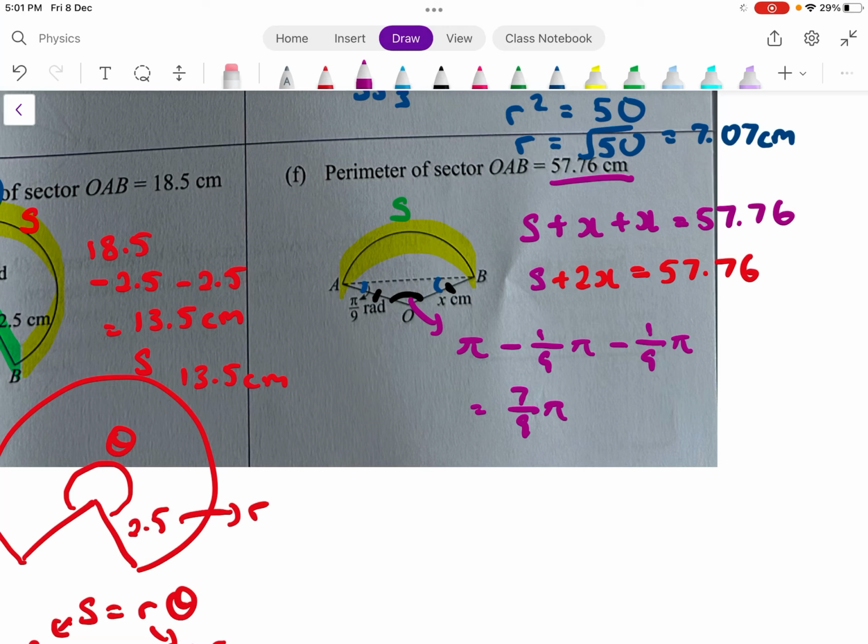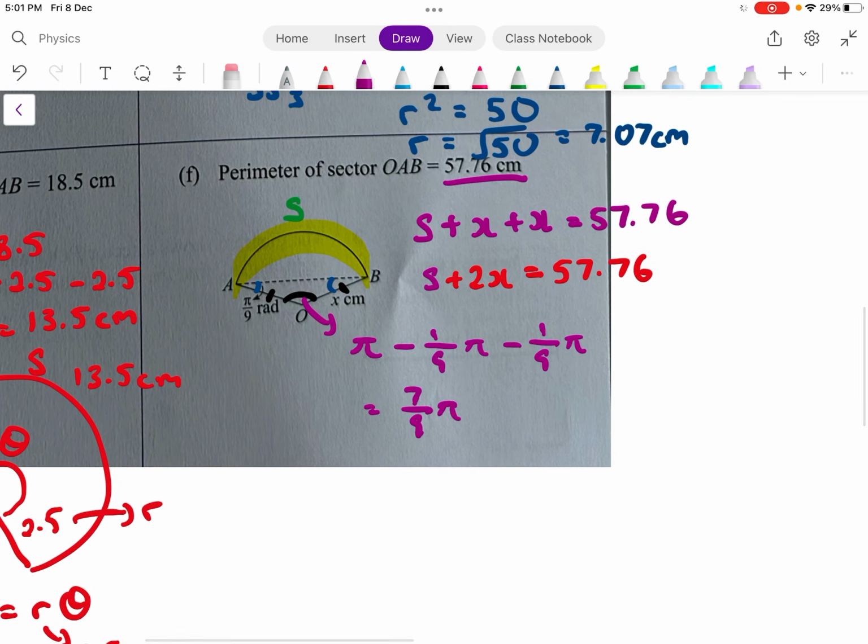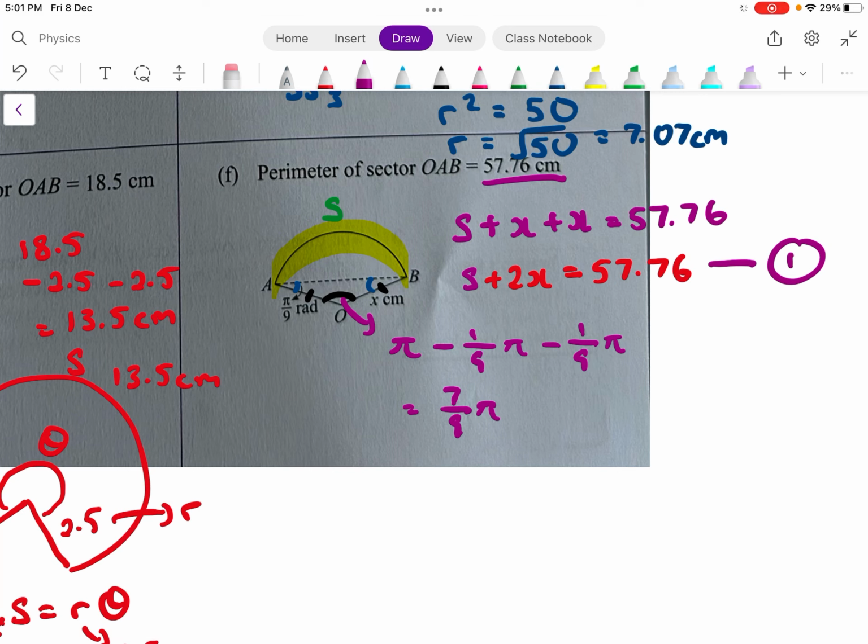Okay, the next part, let's see how I actually do. I want to form another equation. So let's call this equation number 1. Okay, this one is really tough. Now I want to form another equation in terms of S and X. So S equal to r theta. So what is my S? Okay, S I don't know. What is my r? r is in terms of X.